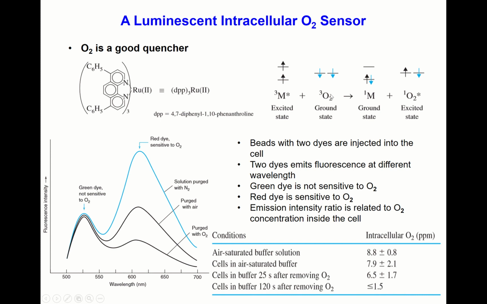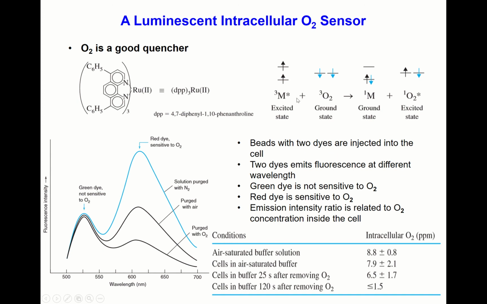And this oxygen molecule behaves as a quencher. When this oxygen reacts with the excited state of molecule M, energy is transferred. In other words, one of the electrons is transferred to the oxygen energy level. This is rather unstable, and then the electrons in the upper level now move here, to the ground state.